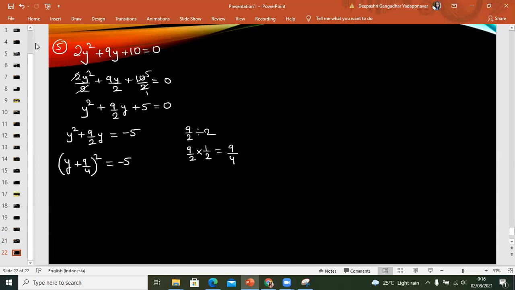Don't write 9 by 4 directly. Our next step is we have to square this. Square 9 by 4. We will get 9 times 9 is 81, 4 times 4 is 16, with a positive sign. So we will write it here, 81 divided by 16. Next step, y plus 9 divided by 4 whole square equals, solve this. 16 times 5. What is the answer?